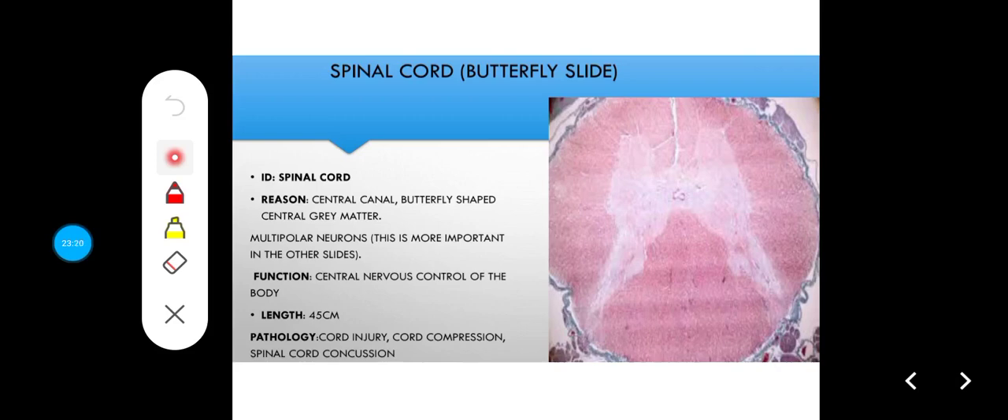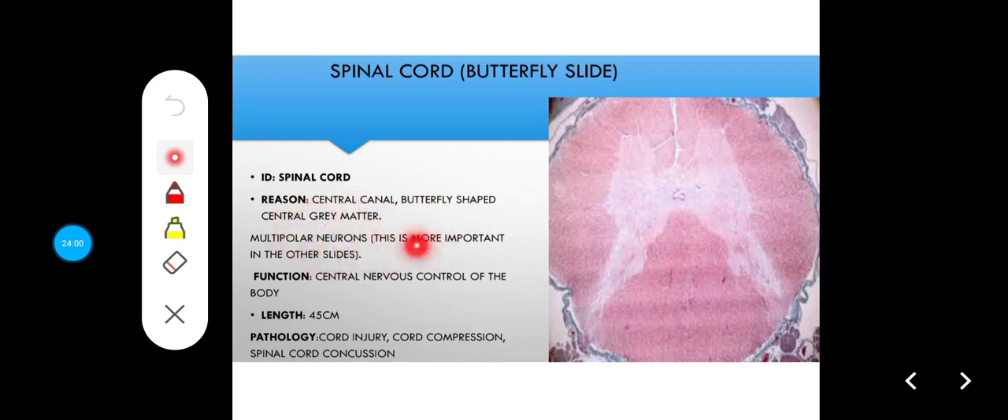Now the next one that we are going to look at is the spinal cord. The spinal cord is classic. You see a butterfly shape within the substance of the slide. This butterfly shape represents the gray matter, and the gray matter contains the cell bodies of neurons. The reasons for identifying this spinal cord include the central canal, which is this space inside the butterfly-shaped central gray matter.